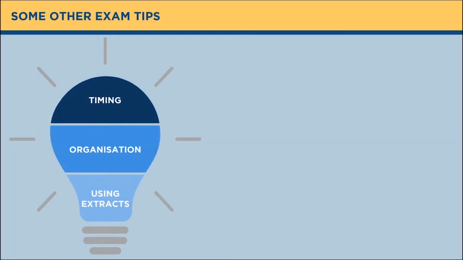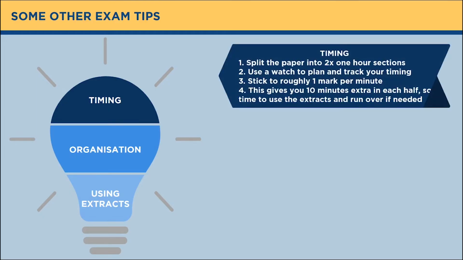Before we go into specific tips about how to structure paragraphs and how to answer the question, I just want to give you a few other exam tips. These are probably the three most important things that I think are worth knowing before you start looking at the exam questions. The first is timing. My advice is to split the paper in half and treat it as two small exams rather than one large exam. So both sections are worth 50 marks and it's a 2-hour paper.